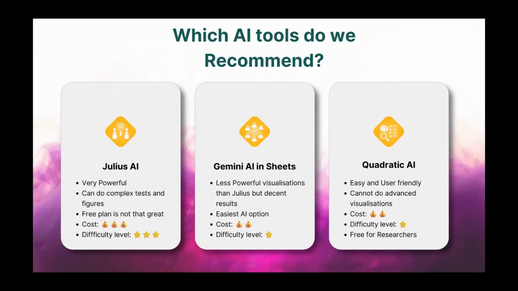That will be the better word. It has a higher learning curve compared to Gemini AI in Sheets or Quadratic AI, because both of them have a direct visual output in which you can directly chat. So that feature is not there in Julius.